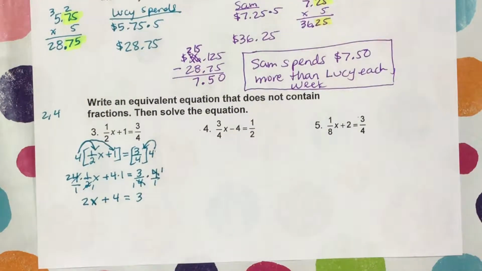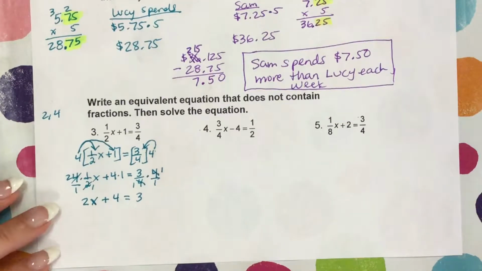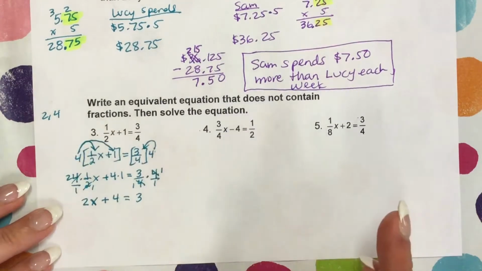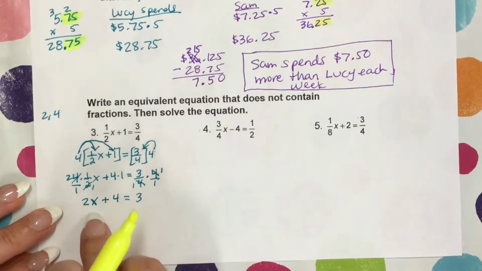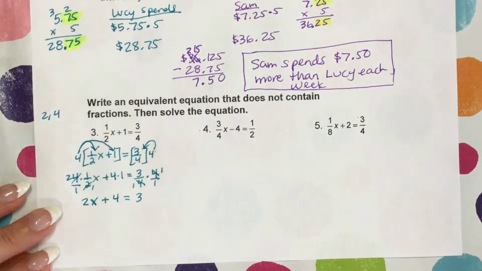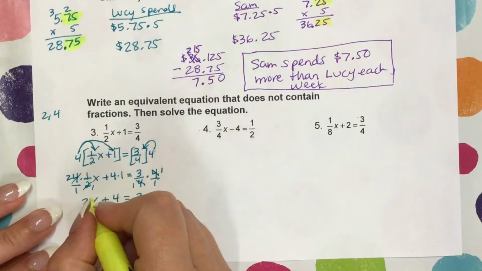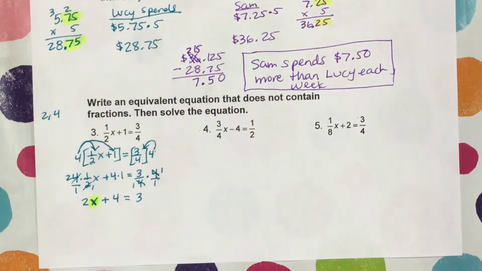Perfect. Now it's time to get x by itself. I have an equation that no longer has fractions, so that's the cool little trick about multiplying by the LCM. You can get rid of the fractions entirely. You can still solve this problem with the fractions, no problem, but this is a way to get rid of the fractions. So at this point, we have a two-step equation. We're going to get x by itself.